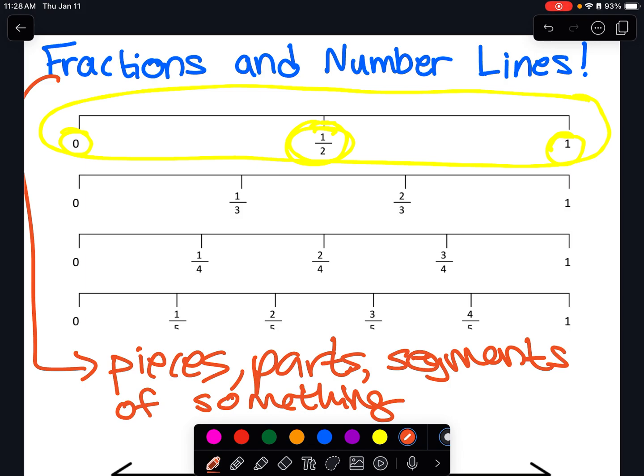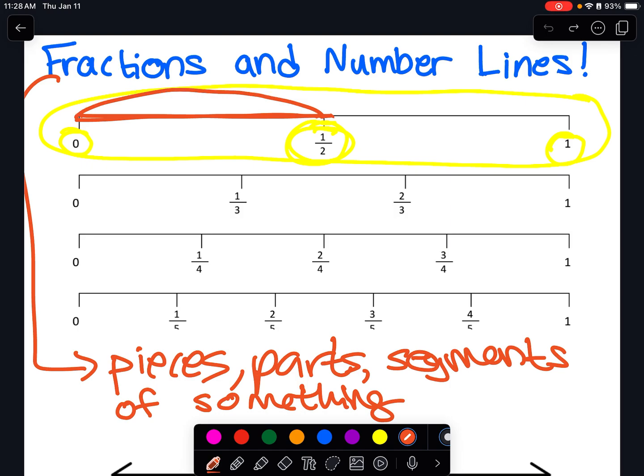So here, this whole area right here, this part of the line, and I drew this little rainbow or arc over it, that is 1/2 of the way to 1. So it is 1/2 of the number line.